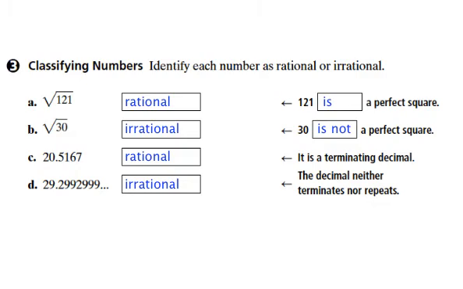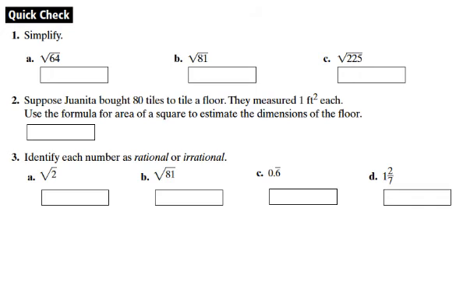Pause the video if you need any more time to copy down this part of the notes. Don't forget to write down any questions that you might have. I know that rational and irrational are a little bit confusing, but I think once you get what these terms mean, you'll be much better off. Number 1A, the square root of 64 is 8. 1B, the square root of 81 is 9. 1C, the square root of 225 is 15.